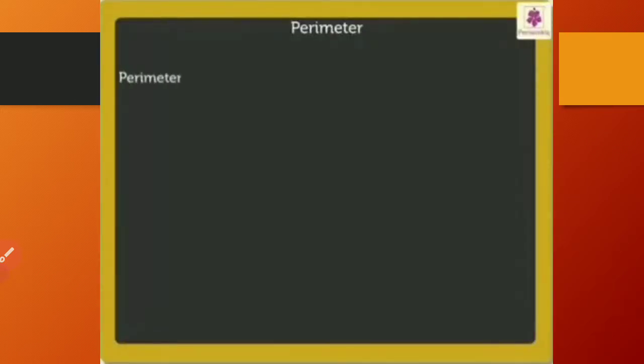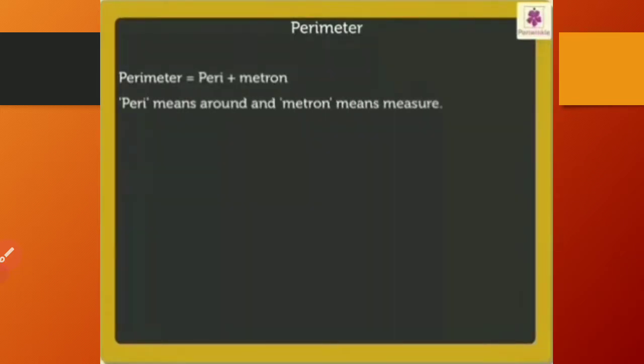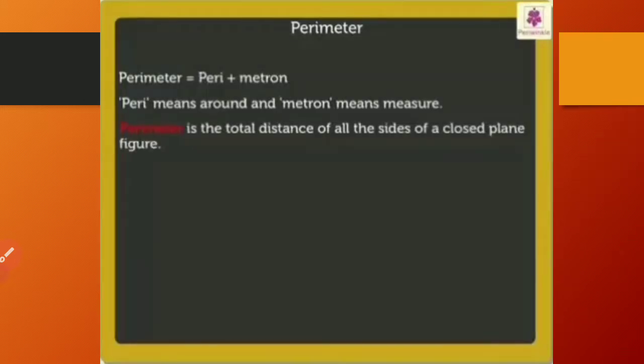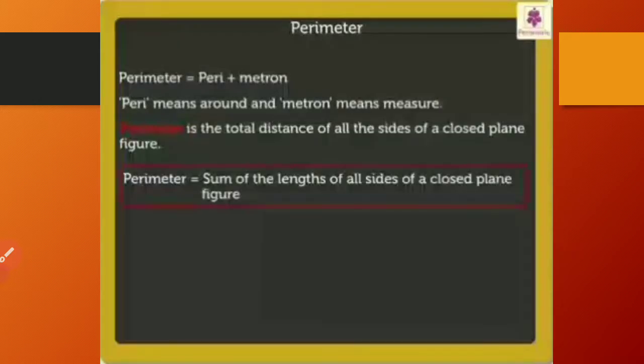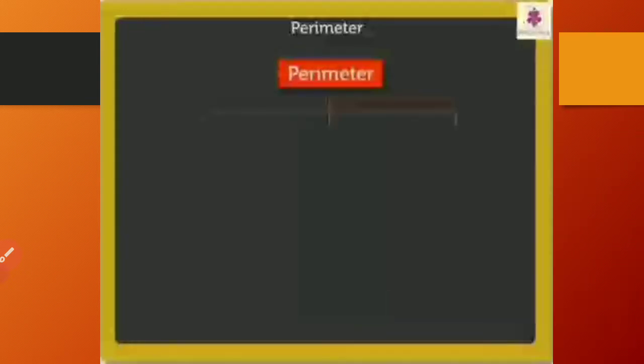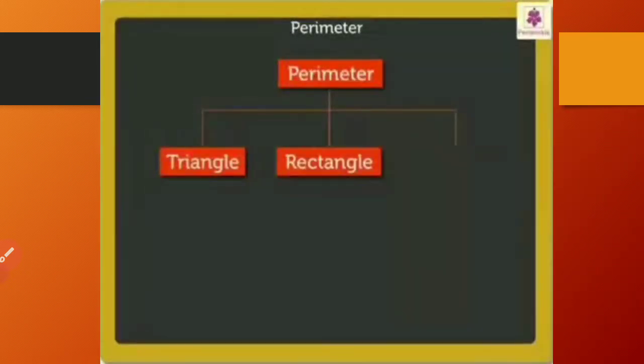The word perimeter comes from two Greek words, peri and metron. Peri means around and metron means measure. Thus, perimeter is the total distance of all the sides of a closed plane figure. Hence, it is found by adding the lengths of all the sides of a closed plane figure. Today, we will learn how to find the perimeter of the polygons triangle, rectangle and square using formulas.